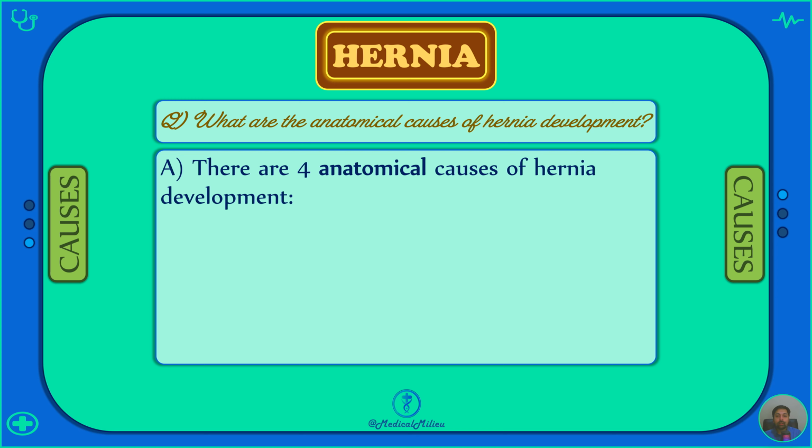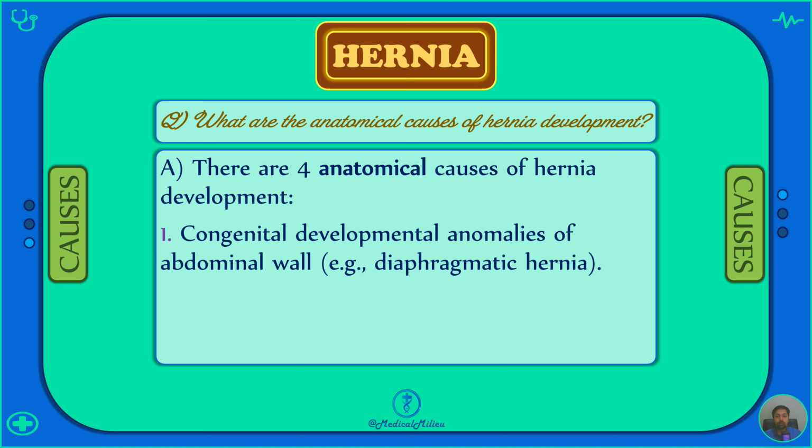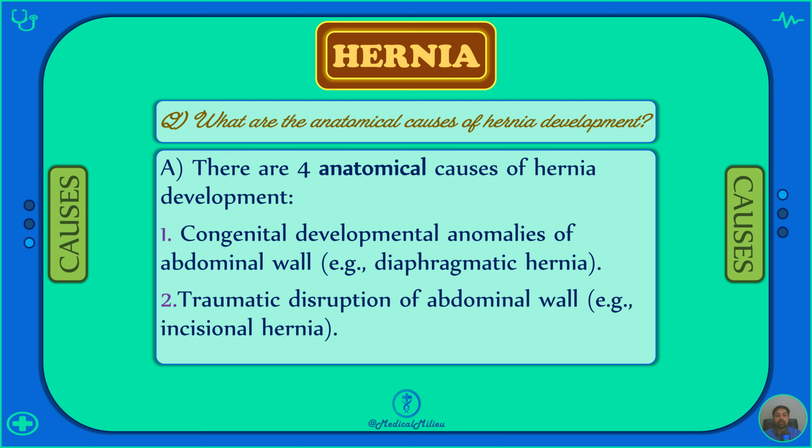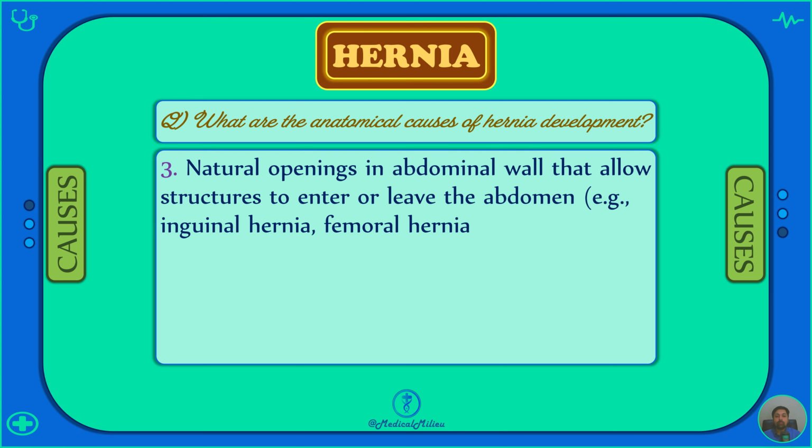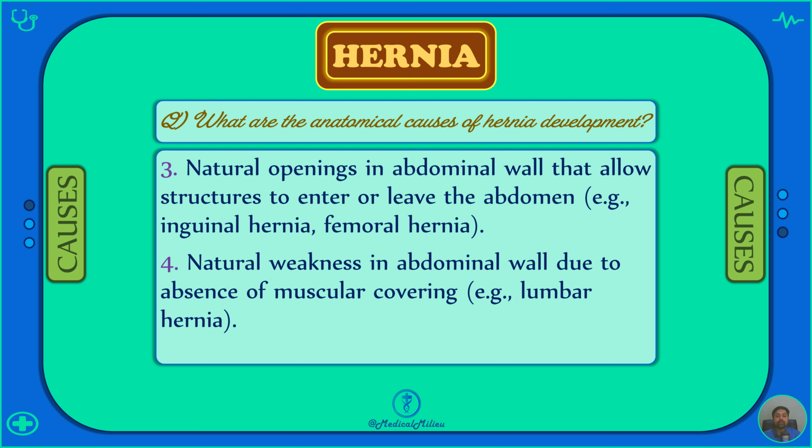There are 4 anatomical causes of hernia development. Number 1 is congenital developmental anomalies of abdominal wall, like that of diaphragmatic hernia. Number 2 is traumatic disruption of the abdominal wall, like that of incisional hernia. Number 3 is natural openings in the abdominal wall that allow structures to enter or leave the abdomen, example inguinal hernia or femoral hernia. And number 4 is natural weakness in abdominal wall due to the absence of muscular covering, like that of a lumbar hernia.